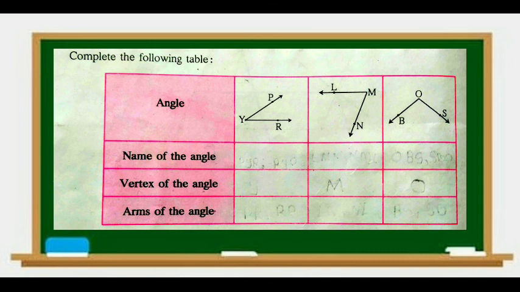Now see the figure and complete the following tables. Here are given angles; write the name of the angle, vertex of the angle and arms of the angle. At first, in angle PYR, the name of the angle is angle PYR. Vertex of the angle is point Y and arms of the angle are YP and YR.